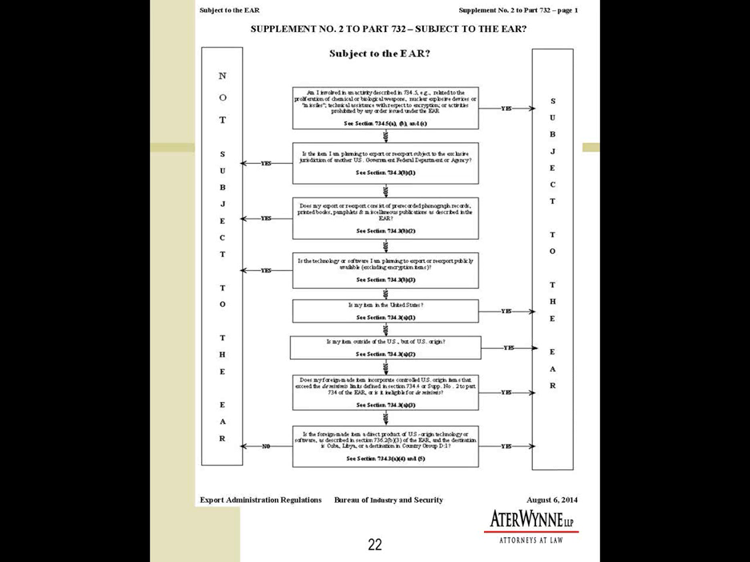Well, what I would like to do is to refer you to a section of the Export Administration Regulations, which is Section 732. 732 is basically a two-page chart which can be helpful in enabling a company to get past the initial wonderment as to where in the world do we begin as to whether our product is subject to the ITAR or subject to the EAR.